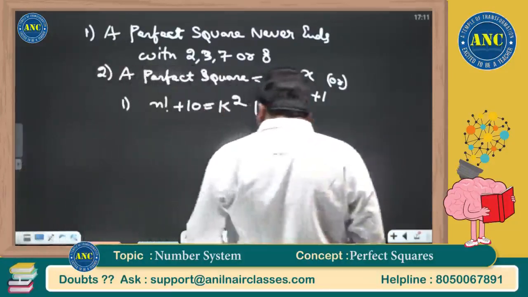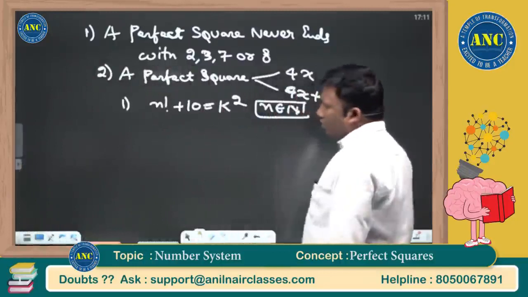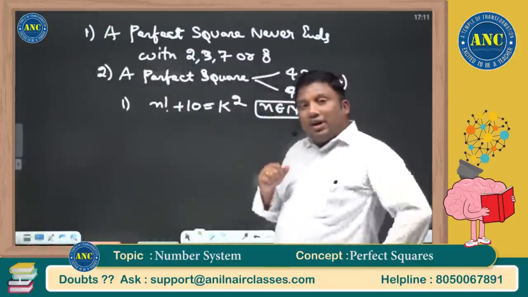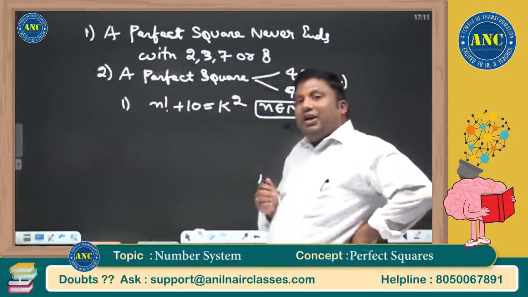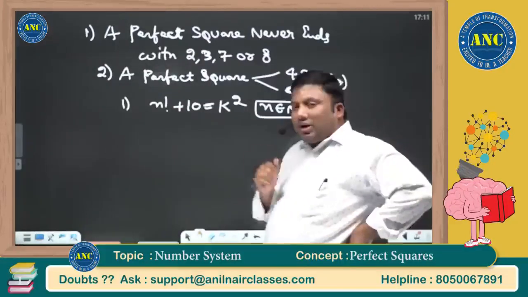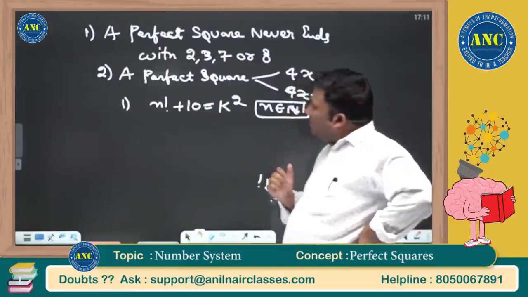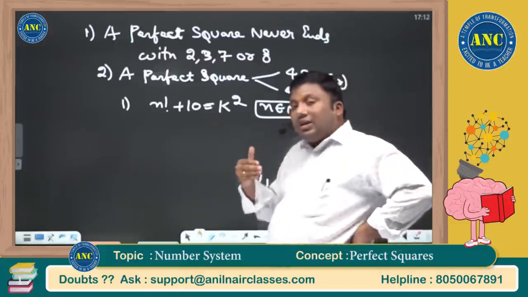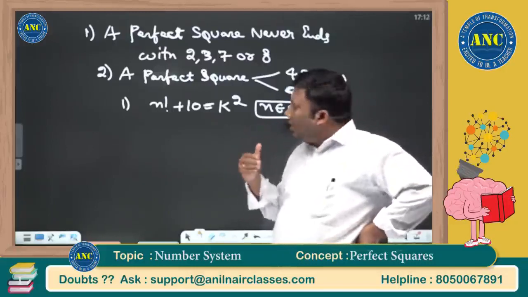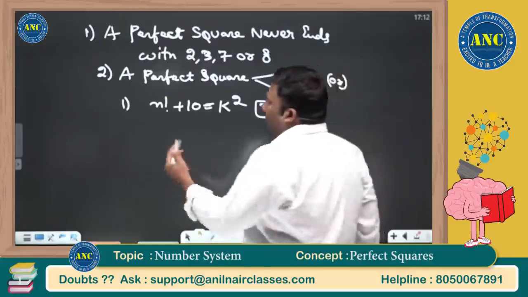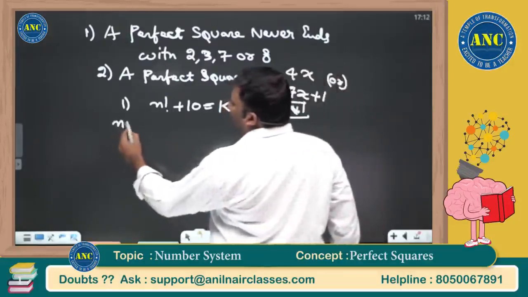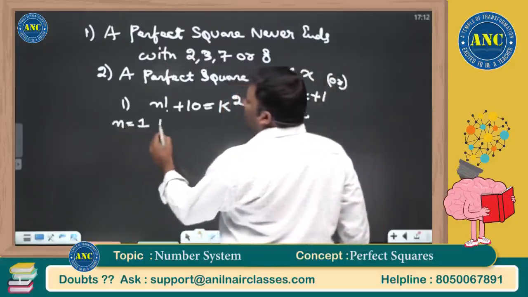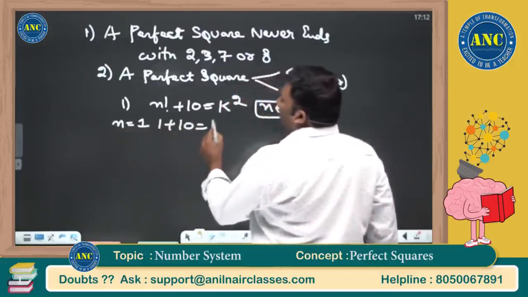Now see here. If you see this question, on the left hand side factorial is there. Factorial is defined for whole numbers. Here n is given as a natural number. How many values of n will take such that n factorial plus 10 equivalent to k square? Let me first take n value 1. n value 1 gives 1 plus 10 equivalent to 11.